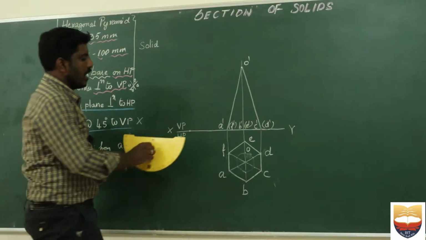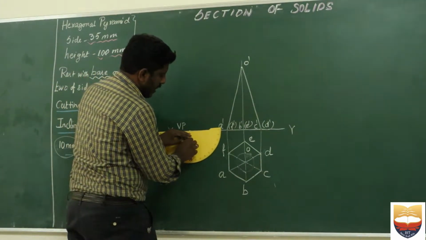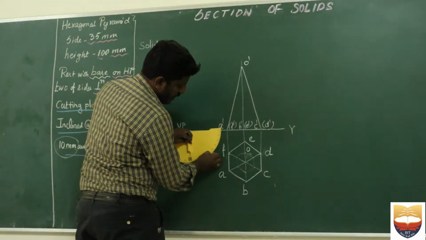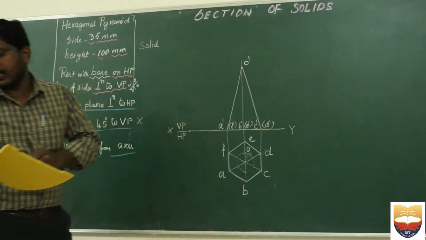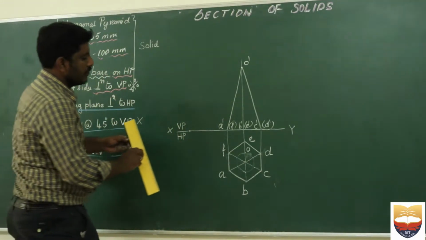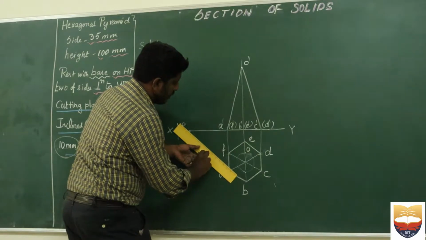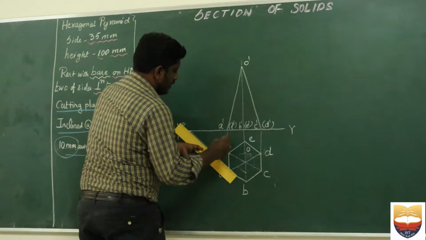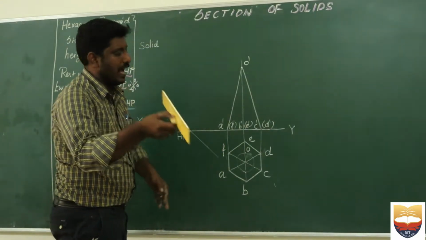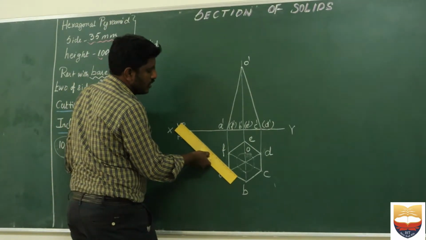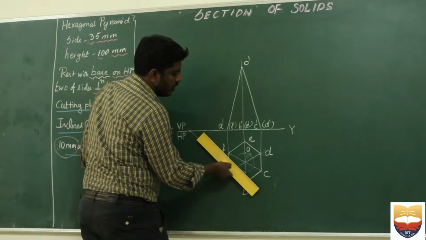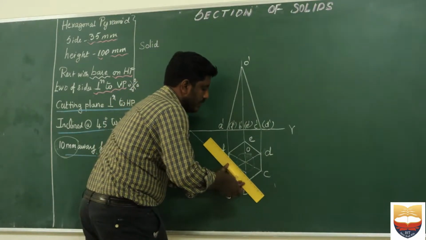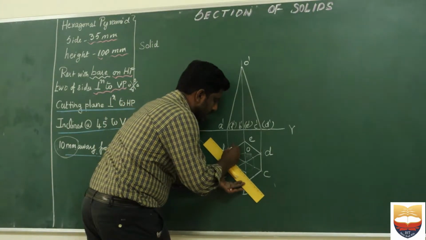After which I am fixing my protector here. Having this as my 0, I am taking 45 degrees. See, this is my 45 degree. Having my scale parallel to this 45 degree line, I am drawing a line which is inclined at 45 degrees. Now I keep my scale parallel to this 45 degree line, and I draw a tangent line over here, which is my cutting plane.